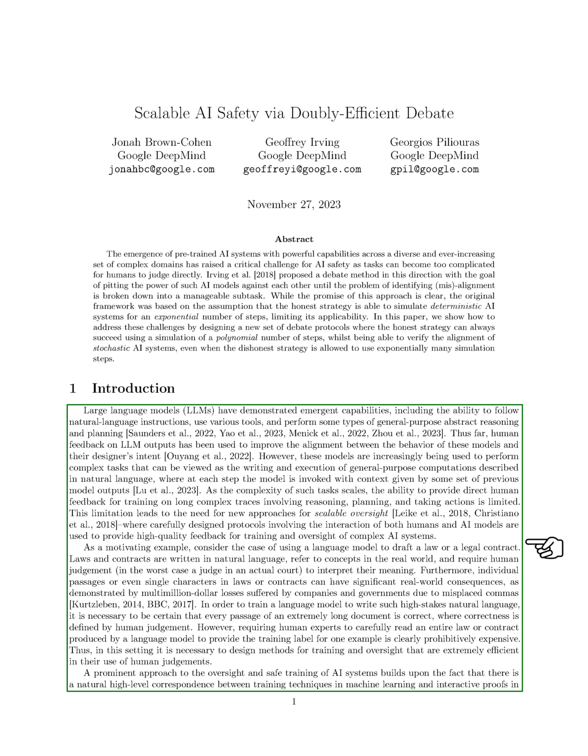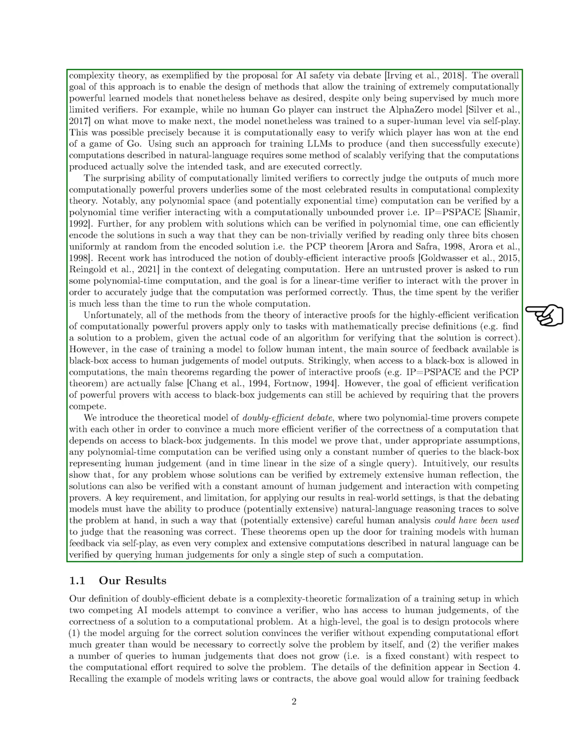But having human experts read an entire law or contract produced by a language model to provide feedback is clearly too expensive. So, we need to come up with methods for training and oversight that make efficient use of human judgments. One approach to this problem is to use interactive proofs, a concept from complexity theory.